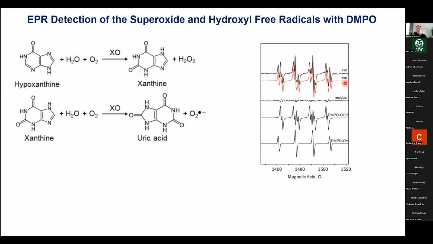And the spectrum can be simulated by a mix of two DMPO adducts. One is the DMPO-OOH. So this is what you would expect if you have pure superoxide, plus DMPO-OH, which is the adduct formed with reaction with a hydroxyl radical.